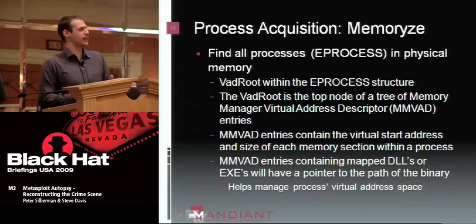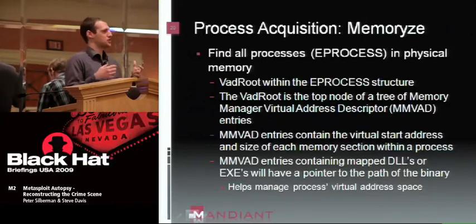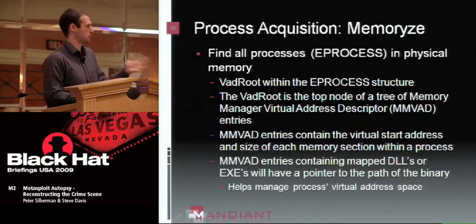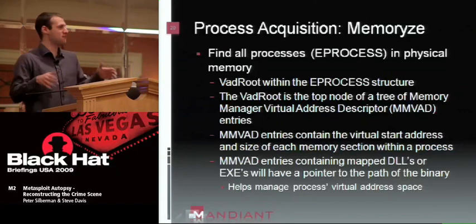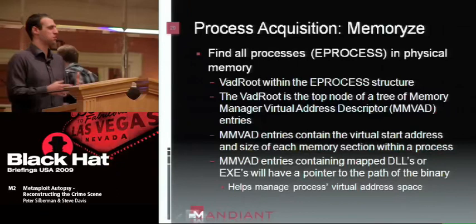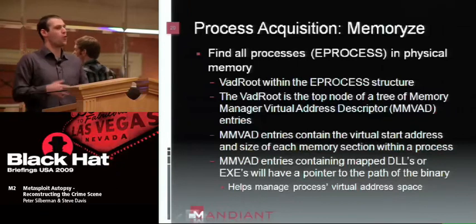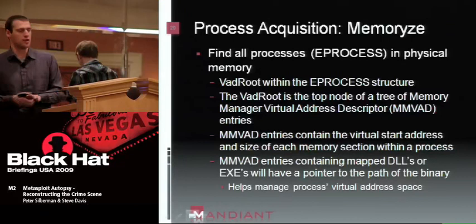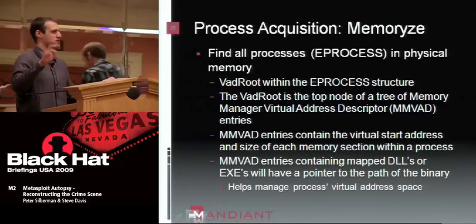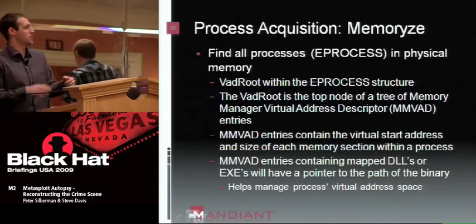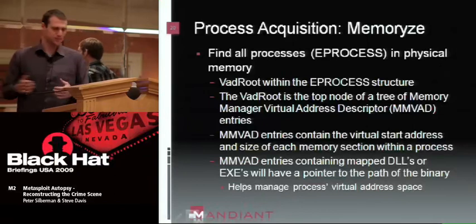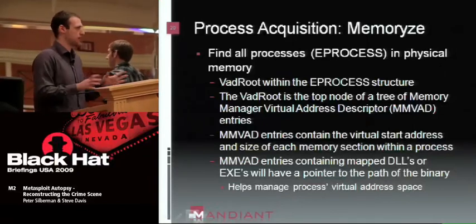The entries in this binary tree are of MMVAD type, so it's actually Memory Manager Virtual Address Descriptor structures. That's what they're called. So the tree is made up of these MMVAD entries. These entries contain information that's pertinent to the process and tells the operating system what memory it's currently consuming, essentially. Within these entries, there's a virtual start, which is the virtual start of the memory section it's describing. There's a virtual size, which added to the virtual start will give you the virtual end of the memory section that's being described. There are some flags and things that we are not going to really get into.